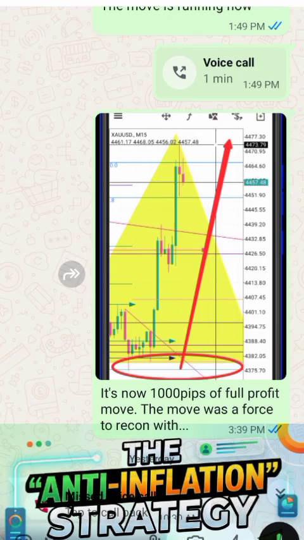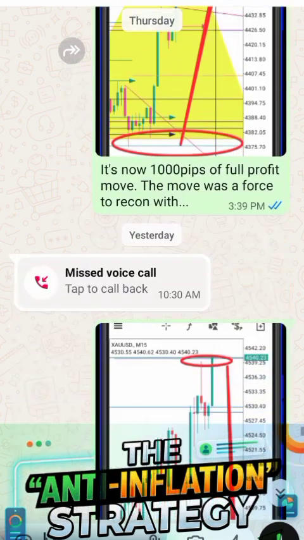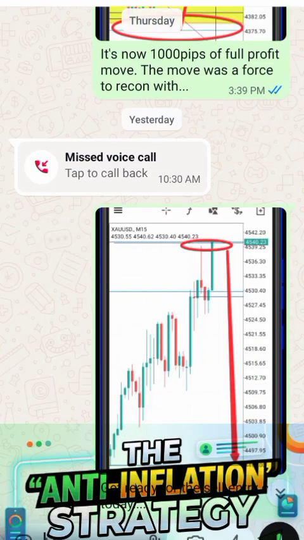Welcome back, and here is a continuation of our lesson. Like we showed earlier on the 28th of May 2026 on Thursday, we saw how our projections gave us 1,000 pips profit, a full profit move. And that was because we were consistent with our application of the Power 40 scientific trading method.